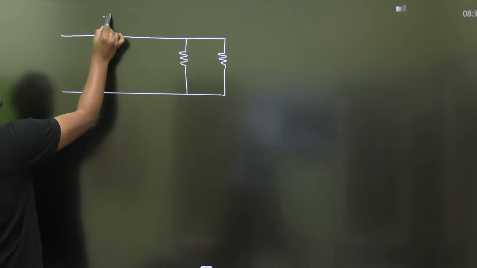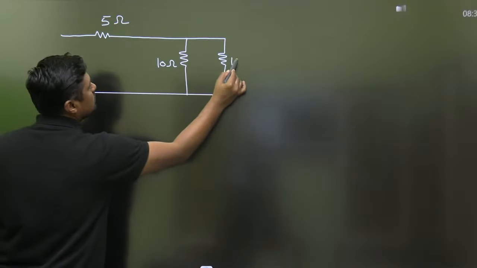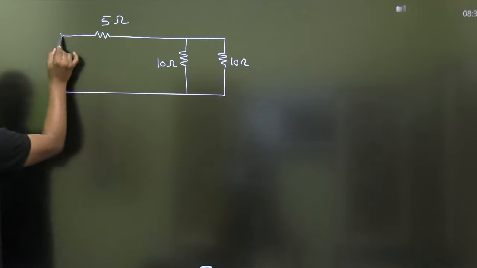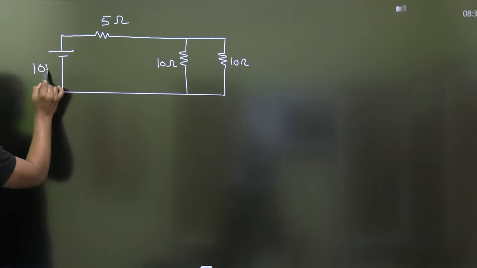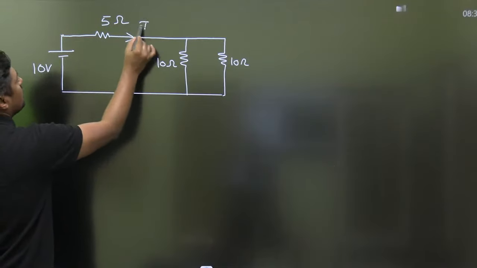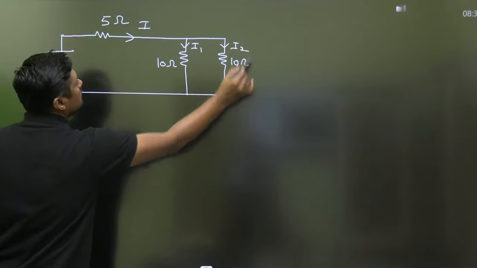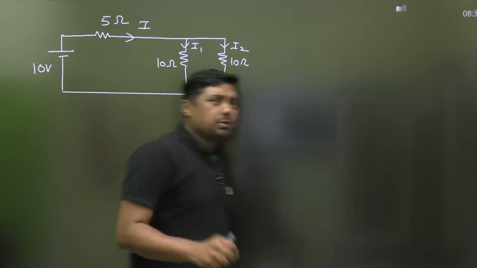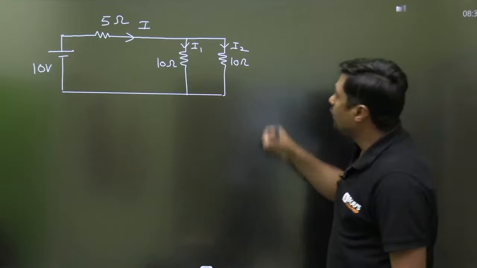Everyone give me the answer for this question. This is the 5 ohm, this is the 10 ohm, this is the 10 ohm. This is the 10 volt battery. Everyone give me the answer for I, and what are I1 and I2. Right, a very simple question, I just want to explain.